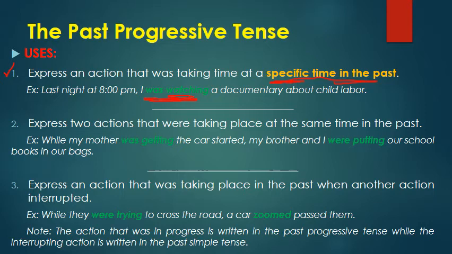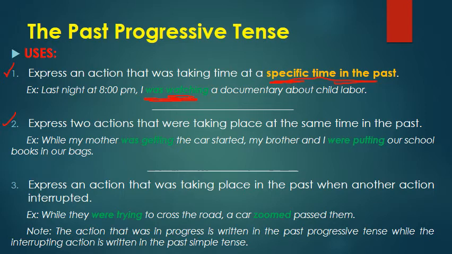2, to express 2 actions happening at the same time in the past. For example, okay, while you were watching, what was your brother doing? I was watching a documentary about child labor and my brother was playing video games. 2 actions happening at the same time in the past.